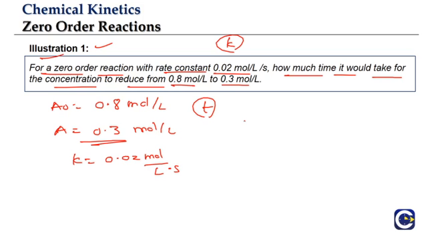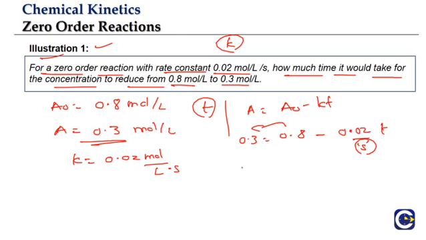So what is the equation we have for the zero order reaction? A is equal to A naught minus KT. So 0.3 is equal to 0.8 minus 0.02 into T. Here moles per liter will be cancelled, and we are going to have just seconds. So on both LHS and RHS we can cancel the moles per liter. On bringing these to the LHS, we have 0.3 minus 0.8, which is minus 0.5, equal to minus 0.02 per second into T. So the time is going to come in units of seconds.